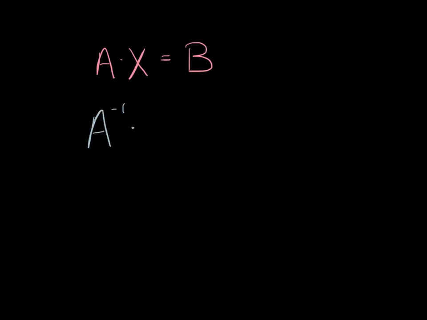So we've got A inverse times A times X. And on the right side, we would also have A inverse times matrix B. Notice that we're multiplying both sides of the equation on the left by A inverse. Matrix multiplication is not commutative, so we have to be careful about what side we multiply on.